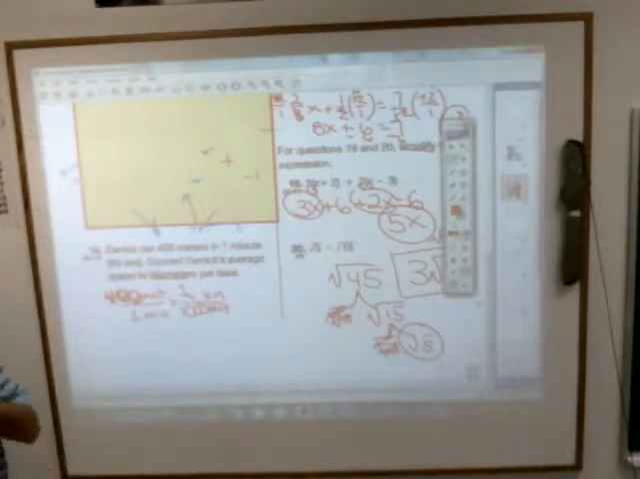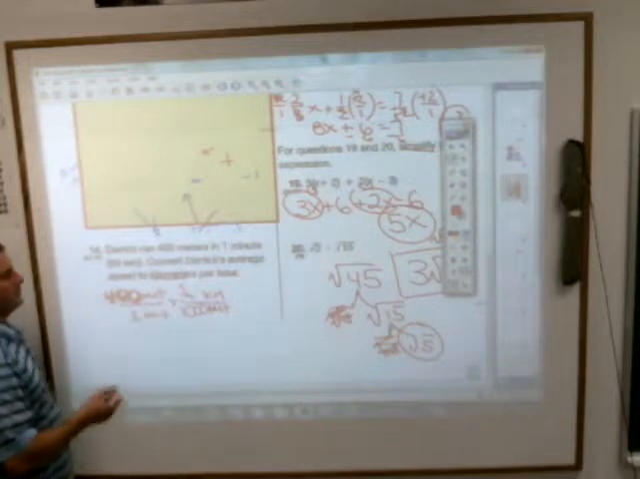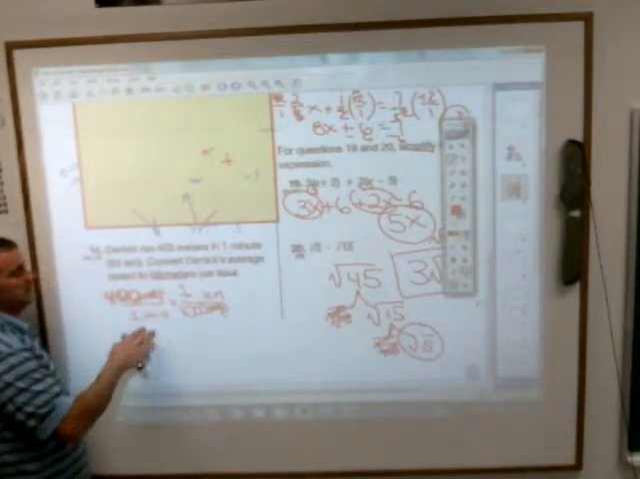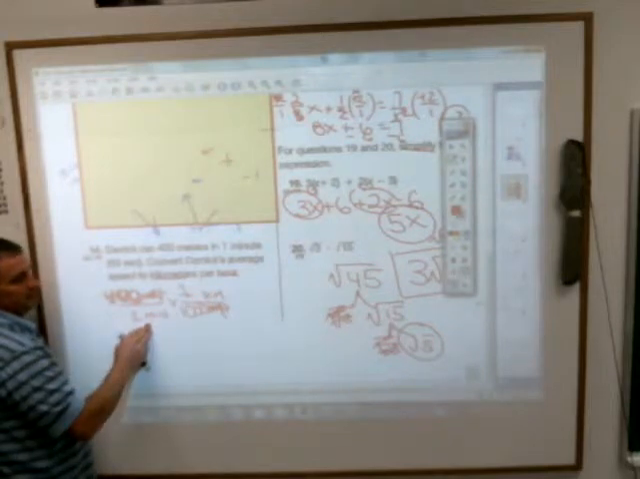This is our unit multiplier, conversion fraction, whatever. Did I do something wrong again? Actually, John did mess up because I had to show him. Okay.